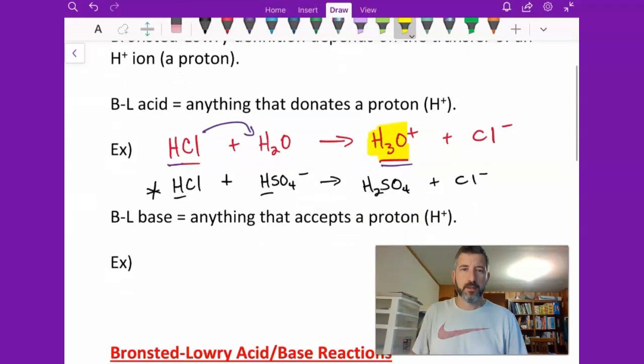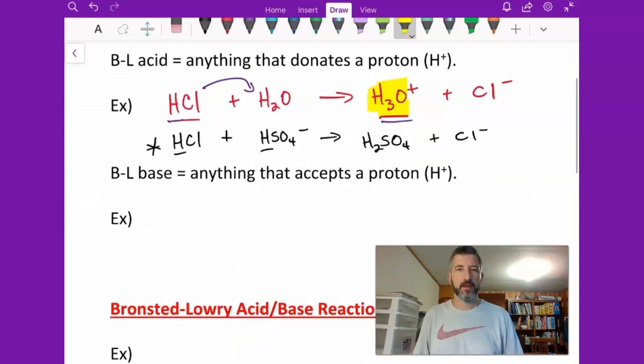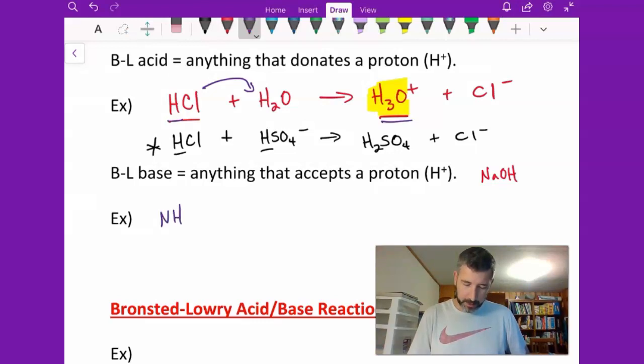Okay, the other thing that we have to look at here is Bronsted-Lowry bases. In Arrhenius bases, they always contained hydroxide, right? Like you always had sodium hydroxide, potassium hydroxide, calcium hydroxide. Well, Bronsted-Lowry realized that not everything that acts like a base has hydroxide in it. So for example, if you look at window cleaner, like Windex, it contains NH3, ammonia. And that ammonia is a base.